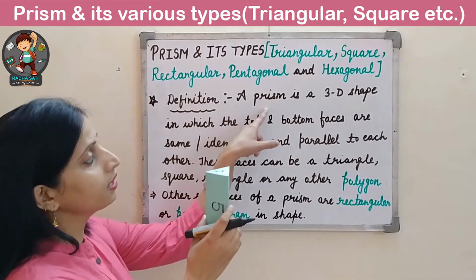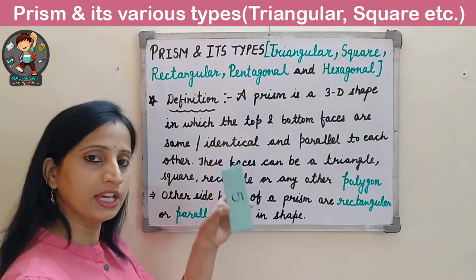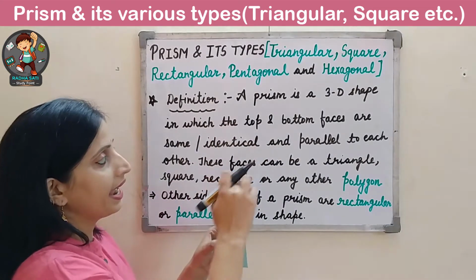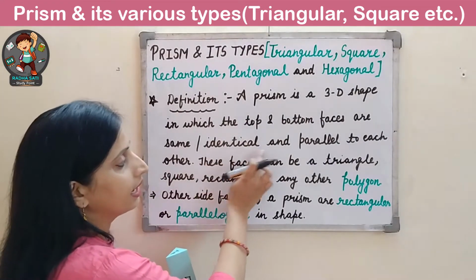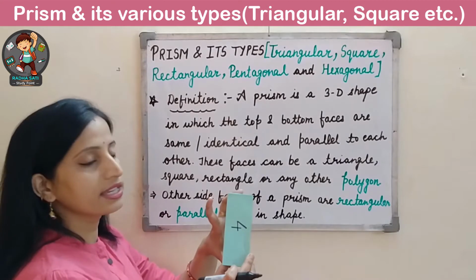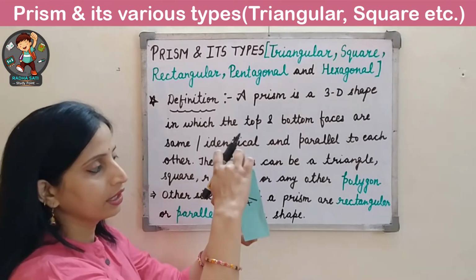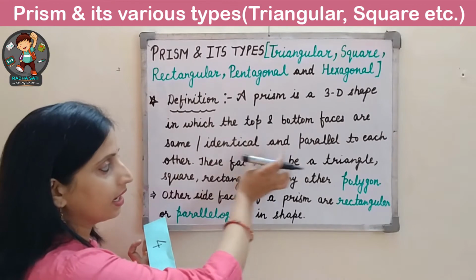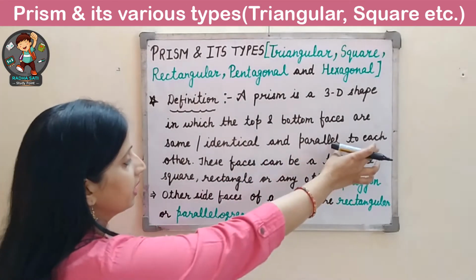So a prism is a 3D shape. It is always a 3D shape in which the top and bottom faces are the same, or identical, and parallel to each other. Like this is a triangular prism. Here the top and the bottom faces are the same, identical and parallel. These faces are parallel to each other.